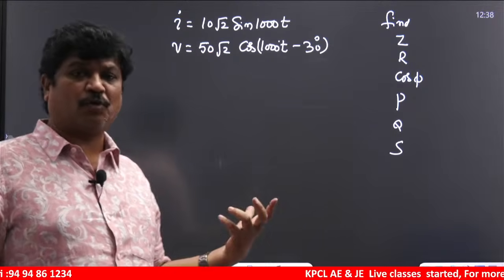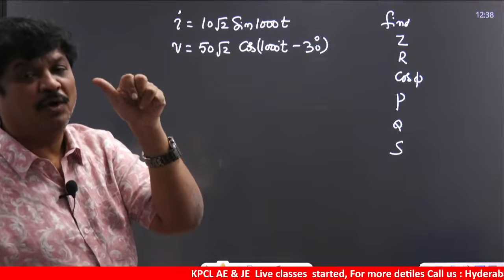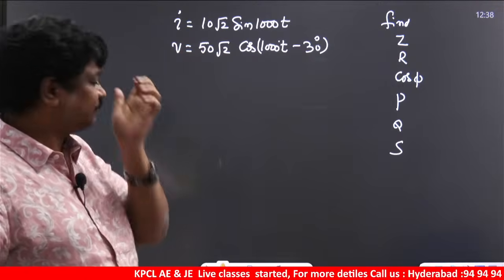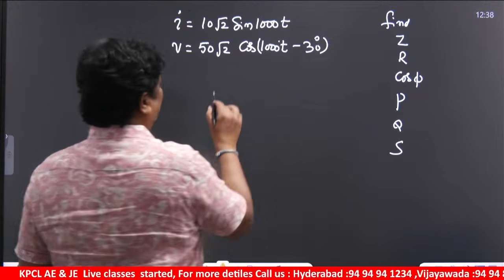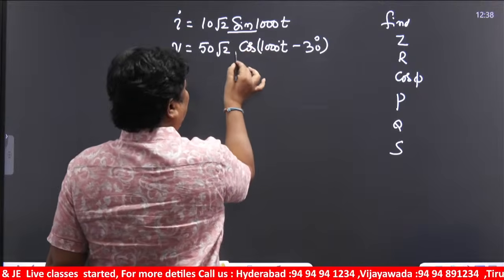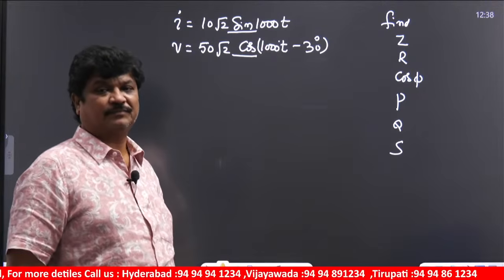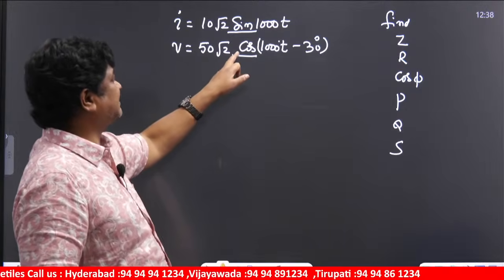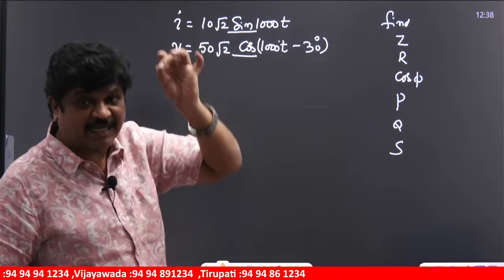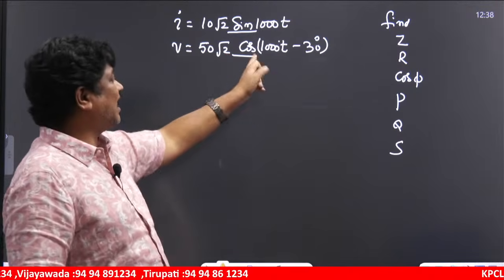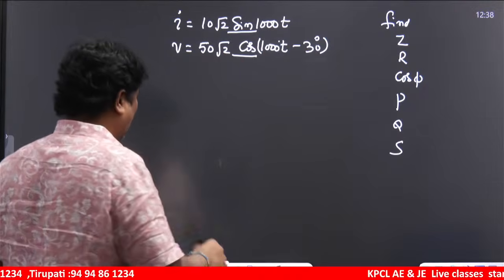I'll give some more models. Meanwhile, this problem you have to do. What is the problem here? In this problem, one is sine, other one is cos. It is a very important point. If you want to convert this cos into sine, that is required. Directly you can't do it, phi is 30 degrees, don't do like that. So, how to convert this?